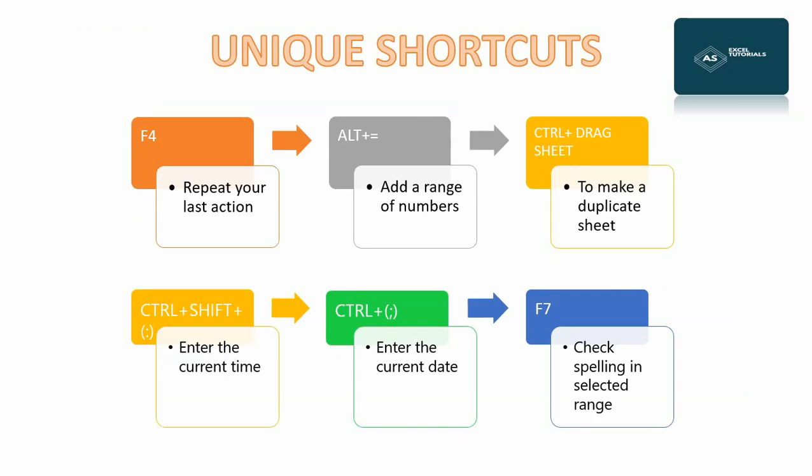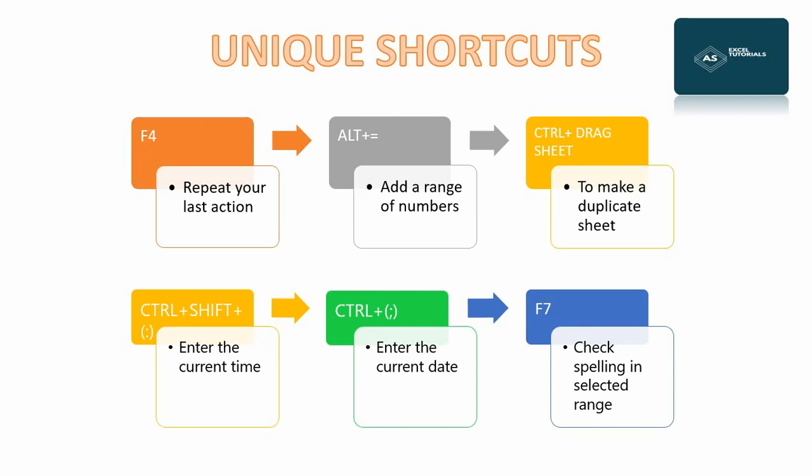Now there are some unique shortcuts in Excel which people are generally not aware of. What if you want to repeat your last action? You need to simply press F4. You need to add a range of numbers? Press Alt plus equals. What if you want to make a duplicate sheet? You just need to press Ctrl and drag that sheet. It will duplicate the sheet.